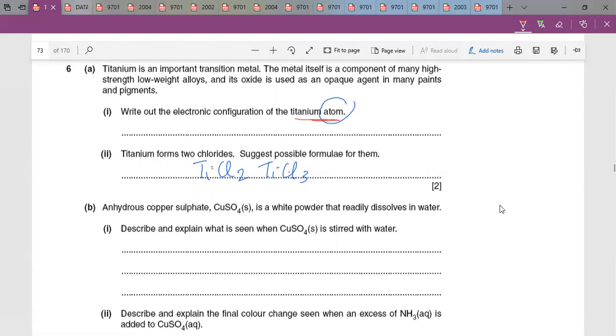Okay, now we go to it. Titanium forms 2 chlorides. It's just possible formulas. If you know that plus 2 and plus 3 are very common, right? So you can put TiCl2, TiCl3. So they ask you these kinds of things. So you use your ideas to see that, the triangle, page 17, the triangle here.